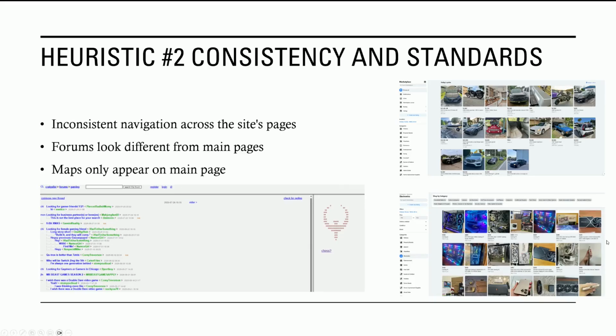The next heuristic is consistency and standards. We have found that Craigslist contains inconsistent designs across certain pages of their website. For example, you can see here that the discussion forums page contains a different layout from the main page and categories page of Craigslist, which can cause confusion in users seeing a different layout. The navigation is also inconsistent. On the main page, there's a map that people can use to select their region, but it does not appear on the rest of the website. Compared to Facebook Marketplace, you can see here that the layout remains constant throughout every page.